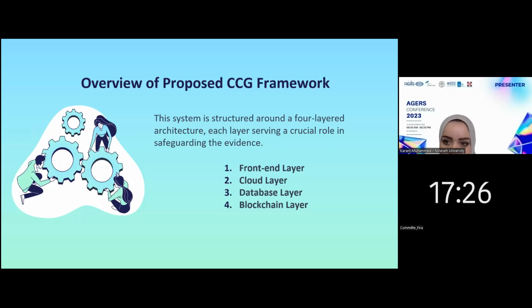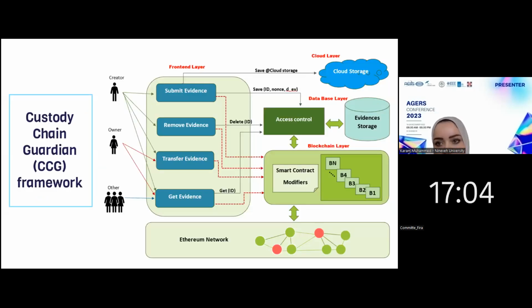Overview of the CCG framework. This system is structured around a 4-layered architecture, each layer serving a crucial role in safeguarding the evidence. The first layer is the front-end layer, the second is the cloud layer, the third is the database layer, and the final one is the blockchain layer. Now let's delve into the Custody Chain Guardian framework.